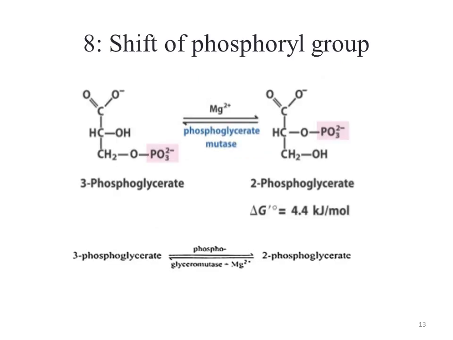The eighth step is the shift of the phosphoryl group. The 3-phosphoglycerate molecule, again in a reversible reaction in the presence of phosphoglycerate mutase enzyme and magnesium, gets converted into 2-phosphoglycerate. So here you see the mutase enzyme of phosphoglycerate is utilized, and in this procedure a minute energy, 4.4 kilojoule per mole, will be produced. The presence of magnesium ion is also compulsory for this reaction.